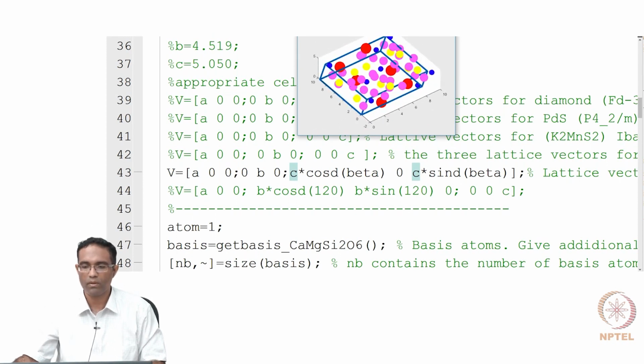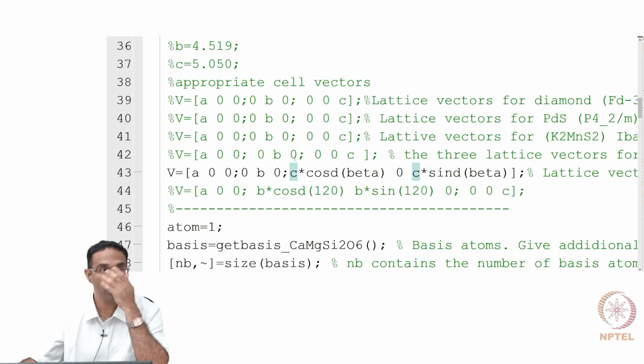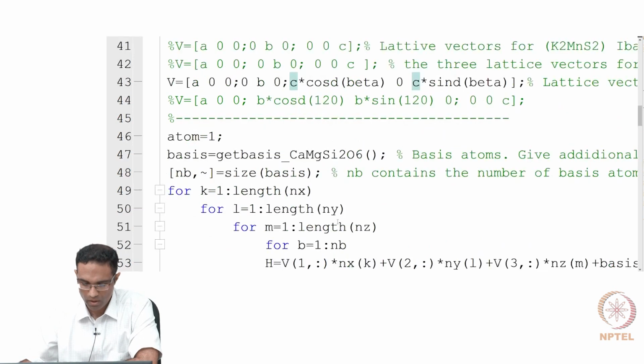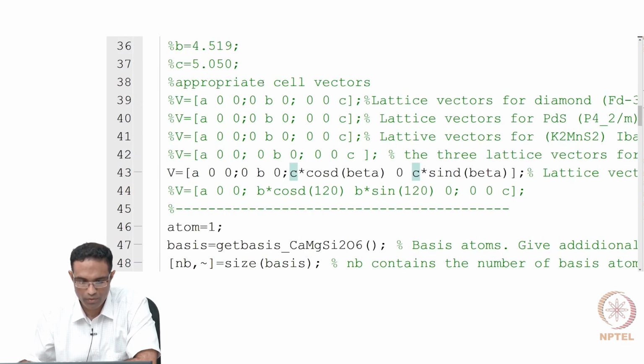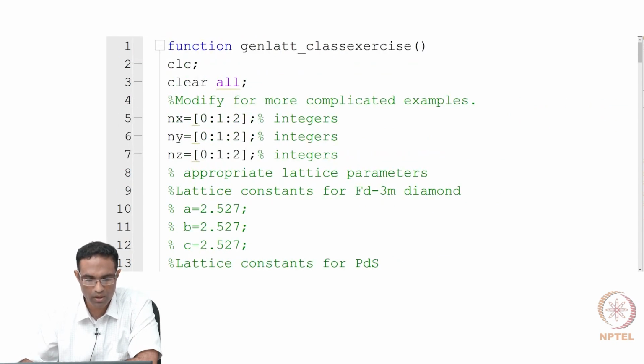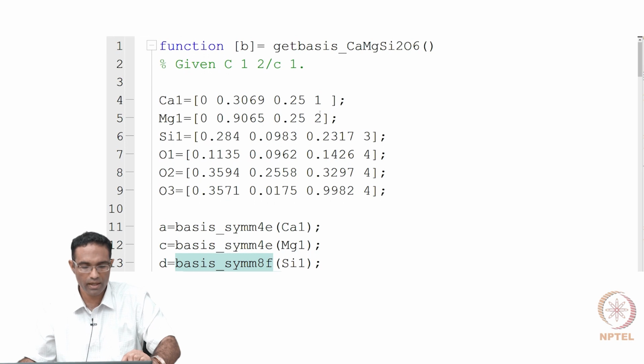Okay. Sir, which color corresponds to which? Which color, blue is what? So if it's 1, then it's Ca1, 2 is Mg1, 3 is silicon, and 4 is oxygen.